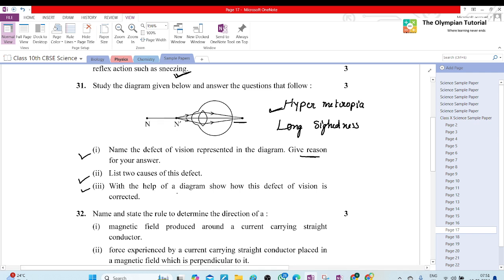With the help of a diagram, show how this defect of vision is corrected. Which lens will we use? We will use a convex lens to converge the light rays on the retina. Very good.